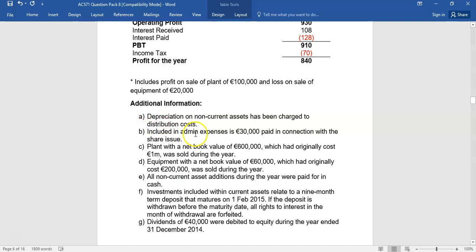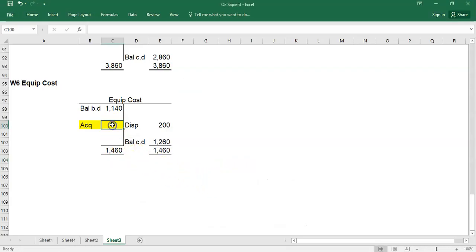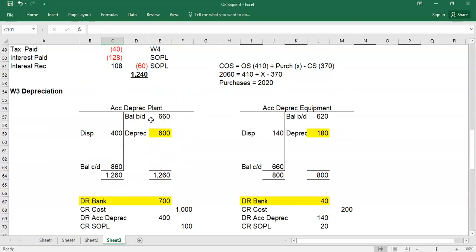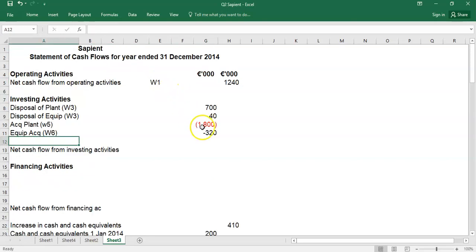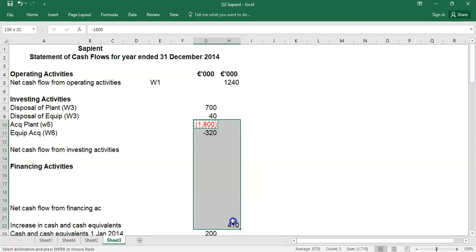Like that note E told you, all non-current asset additions were paid for in cash. So we must say the balancing figure there must be acquisition of 320. So that would have been debit equipment cost 320, credit bank 320. And if it's a credit to the bank, it's a cash outflow. So you just say there, equipment acquisition, working 6 minus 320. All right, that's all you need to show for that to get your marks.